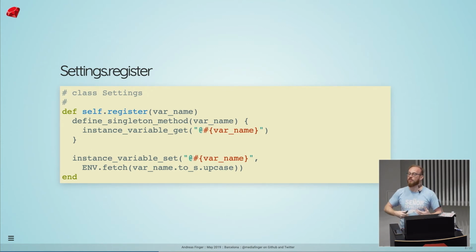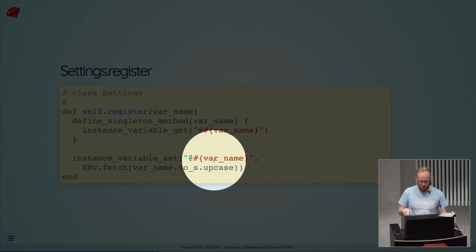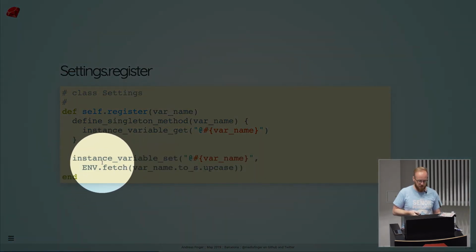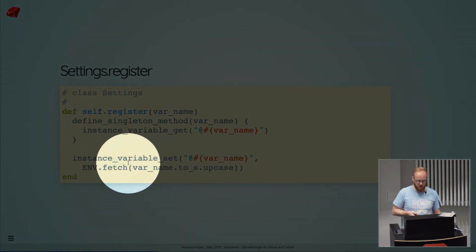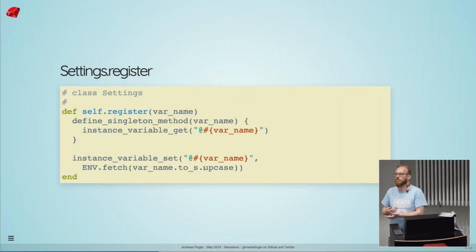Now we also have to set the value of this instance variable we just declared up there. So below, we're saying instance_variable_set, same name again. And then we're reading from our environment. ENV is a hash in Ruby. So in the first implementation we're saying ENV.fetch and then variable_name.to_s.upcase. Uppercase because environment variables are by convention written in all uppercase letters.